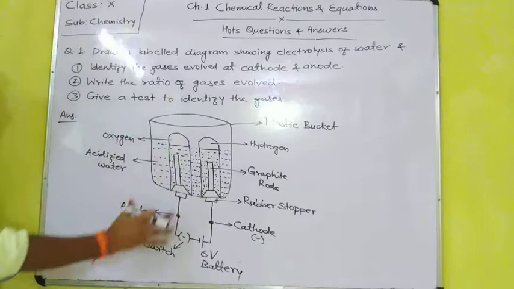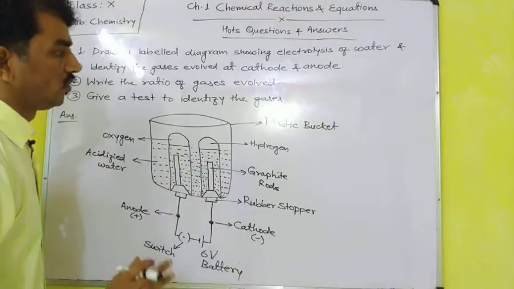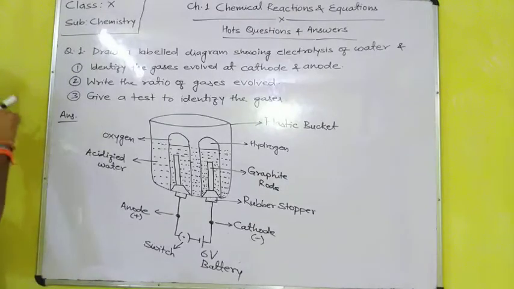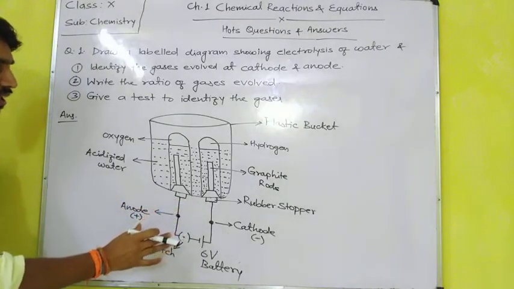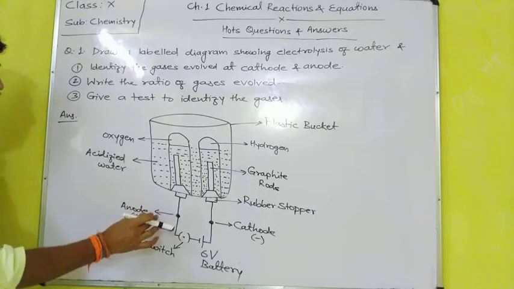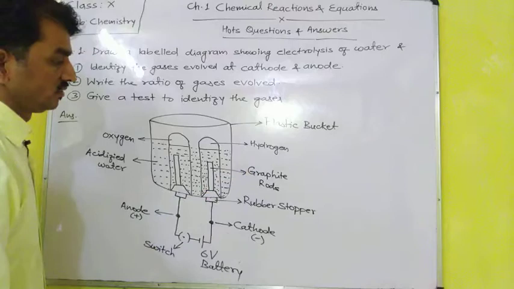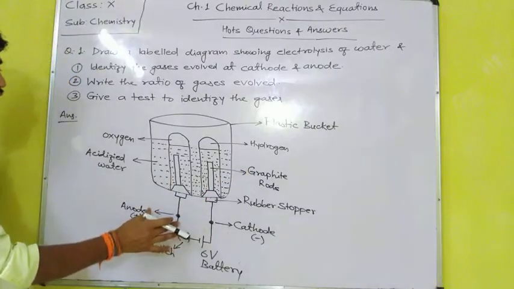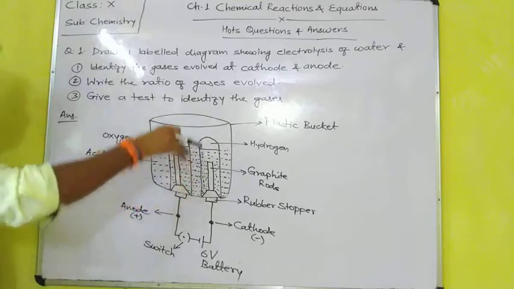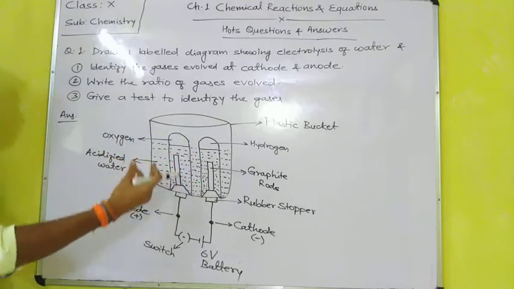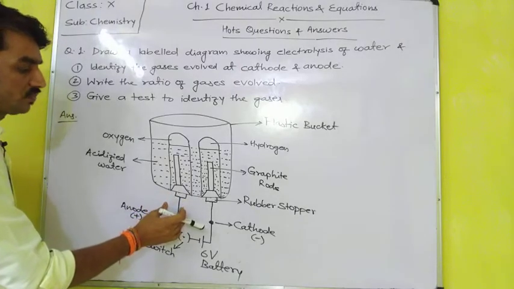So first, this is the diagram. We have to take one plastic bucket or plastic jug, and in that we have to make two holes. By the stoppers in those holes we have to put graphite rods in both of the holes. Below those holes, in the bottom side of the bucket, we have to make a hole and close it by a stopper.